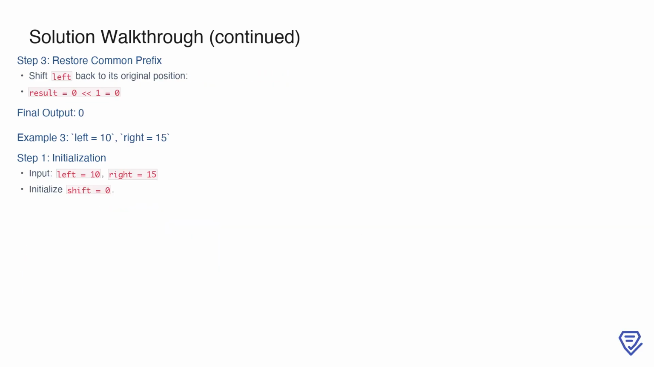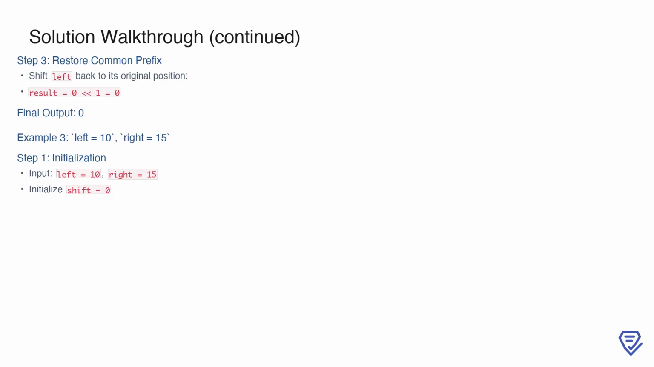With the common prefix identified, we proceed to restore it to its original position. In this case, since left is 0 and shift is 1, we left shift left by 1 position. The result remains 0. Therefore, the bitwise AND of all numbers between 0 and 1 is 0.